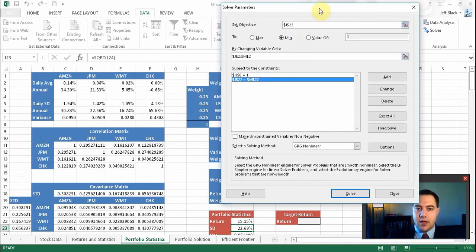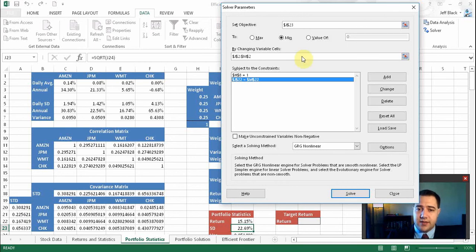Another constraint is that J22 equals M22. This means that the return of my portfolio is going to equal my target return. We'll put in a target return in just a second, and this is going to basically minimize my level of risk. Our objective here is to minimize cell J23, which is our standard deviation. So Solver is going to minimize our risk while keeping our portfolio return at our target return, and keeping our portfolio weights equal to 100%.